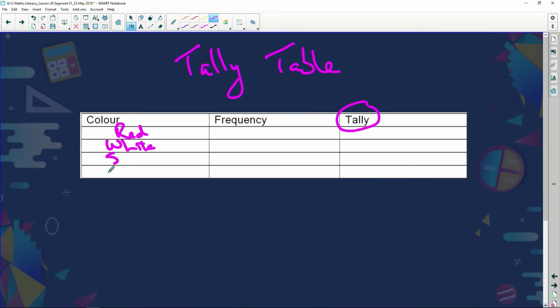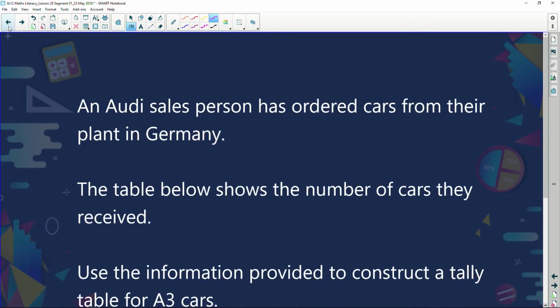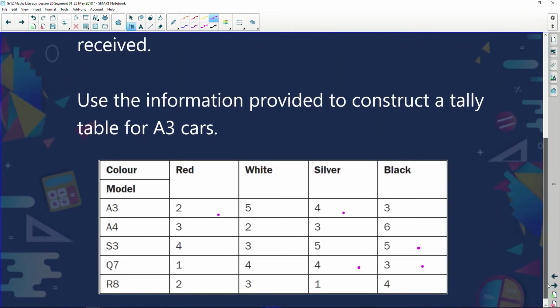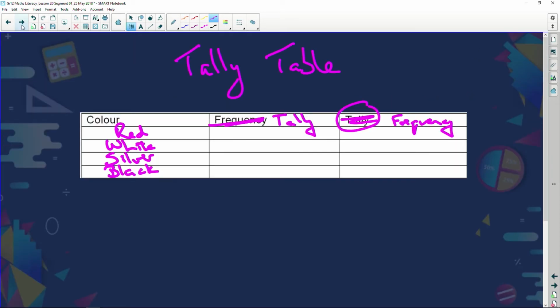Then we got silver. And if you remember correctly, we also had black. Now normally for you guys, we would put the tally this side and the frequency over here. Okay. So let's just do that because that's normally the way they do it in matric. All right, so how many red cars did we have? Let's have a look. Our red cars, we had 2, 3, 4, 1, and 2. So let's put that in my tally table.